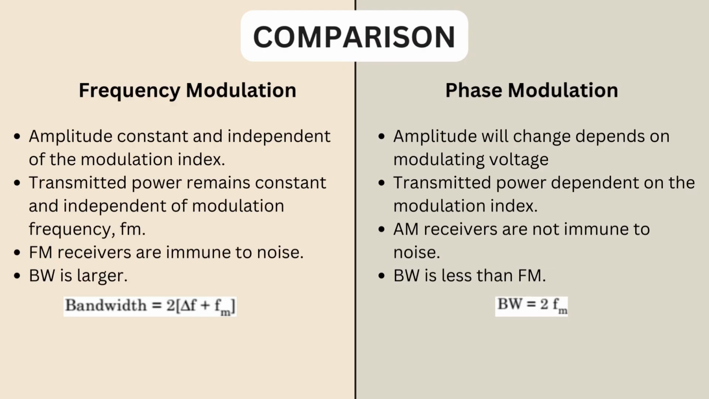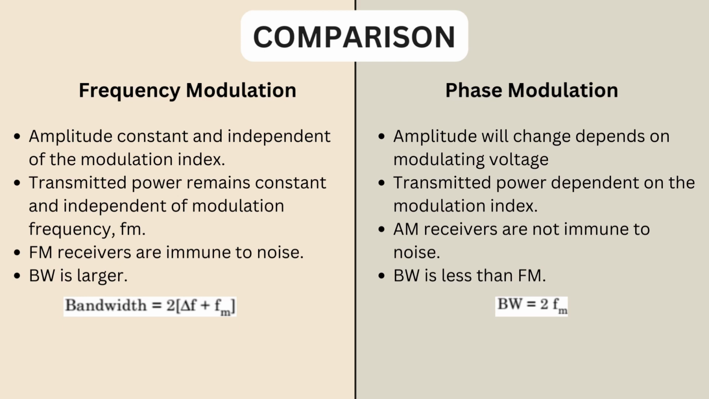And this is a comparison between frequency modulation and phase modulation. For frequency modulation, the amplitude is constant and independent of the modulation index. The transmitted power will remain constant and independent of modulation frequency. The FM receivers are immune to noise, and the bandwidth of FM is larger.